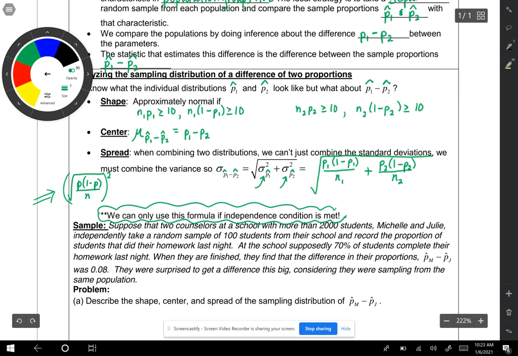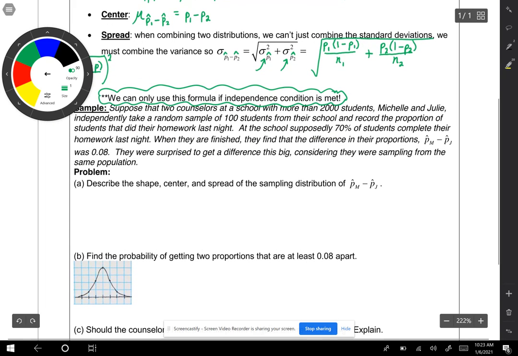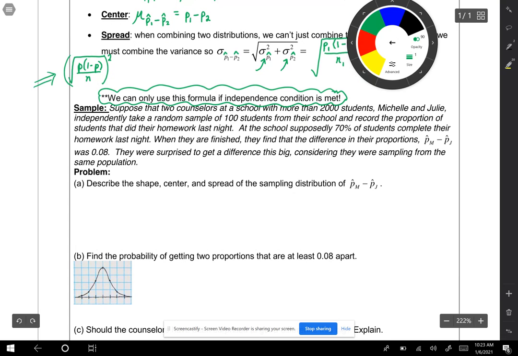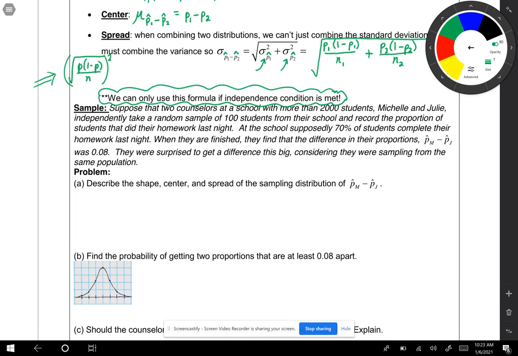So let's do one example problem. Suppose that two counselors at a school with more than 2,000 students, Michelle and Julie, independently take a random sample of 100 students from their school and record the proportion of students that did their homework last night. At the school, supposedly 70% of students complete their homework. And here is the population, and here is our, oh wait, I did not mean to circle that.